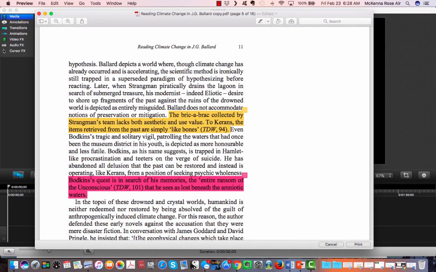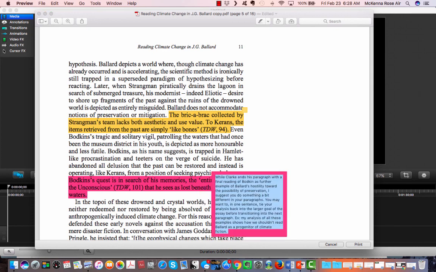All right, so last thing. Here, Clark, this fellow who's writing this essay, ends his paragraph with a final reading of Bodkin as a further example of Ballard's hostility toward the possibility of preservation. And I suggest that you do something a bit different in your paragraphs. You may want to, in one sentence, tie your analysis back into the larger goal of the essay before transitioning into the next paragraph.